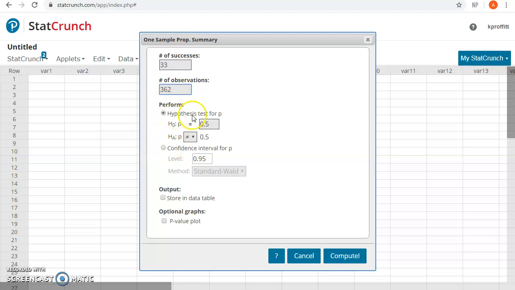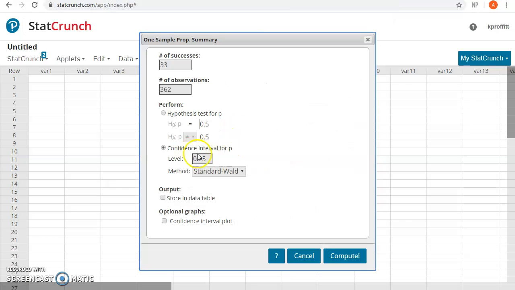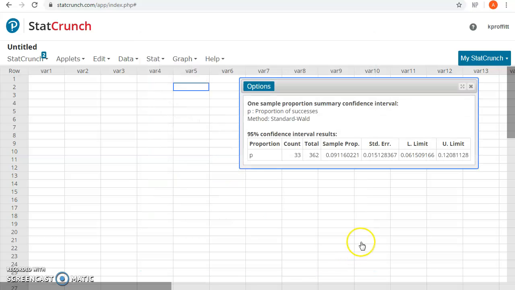Now, we're not going to do the hypothesis test yet. That's our next chapter, chapter 8. So you're going to click confidence interval for the population proportion, and you want to enter your confidence level, which they'll tell you they wanted a 95% confidence interval. It's actually defaulted to 0.95, so you don't have to change this. You want to leave it standard Wald, and you'll click compute, and there's your p hat.